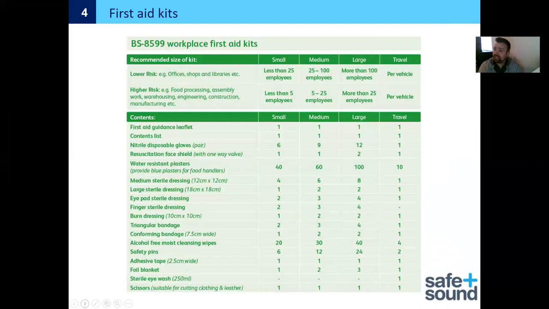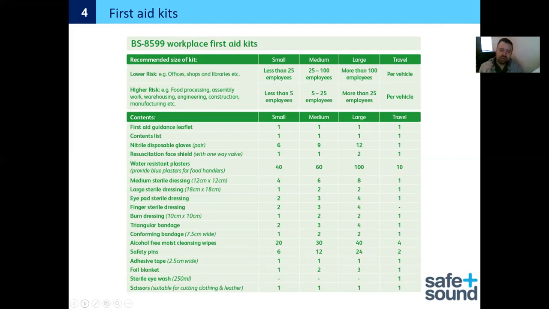So we talked about different kits for different places. If you're a small organisation, you can see here, it gives you a list of the kind of things that you should have, medium to large. And then if you're out in the community and travelling, you've got yours there. You're going to assess on low risk to high risk. So, for example, if you're in an office, it's quite low risk because not a lot can really happen in an office, versus food preparation areas or warehouses where you've got things that can cause injuries and cuts and other things.